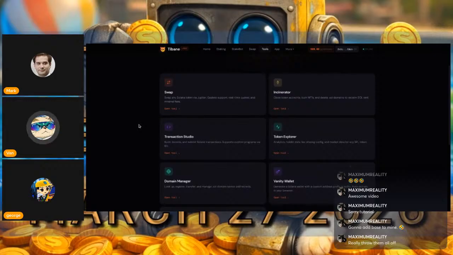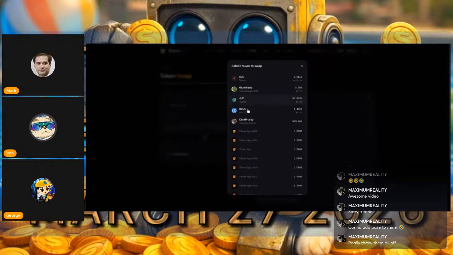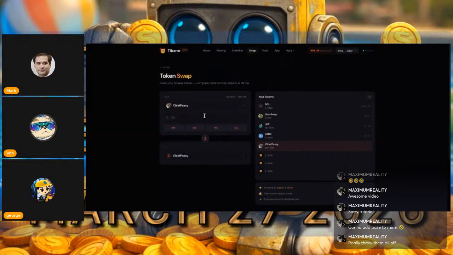There's the swap, which is a swap aggregator. It actually gives you the best route between DFlow or Jupiter when you try to do a swap, which I don't think anyone's really offering that. It's really one or the other. I like that a lot.